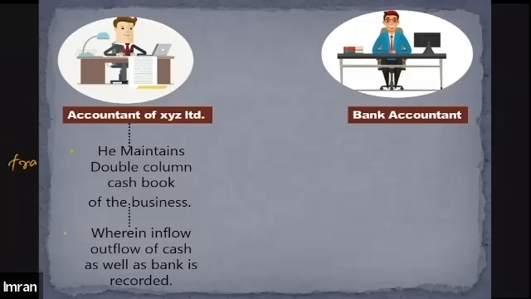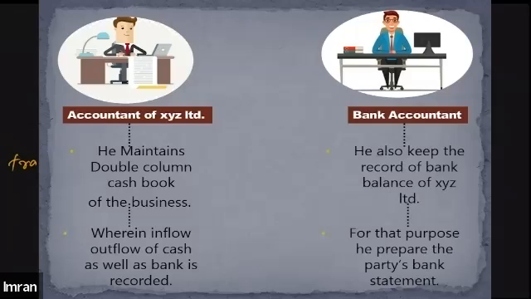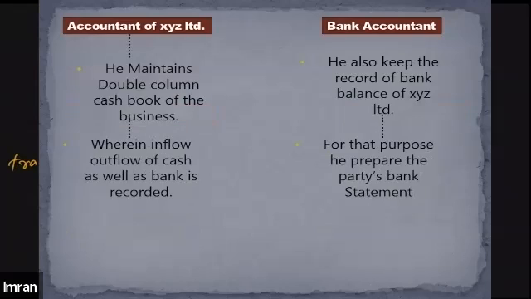Now, if we talk about the bank accountant, he also records the transactions, but he maintains a separate book which is called the passbook. Got it? He also keeps a record of the bank balance of XYZ Limited. For that purpose, he prepares the party's bank statement, which is also called the passbook. I hope this is clear. Is it clear until this point? Yes, sir.